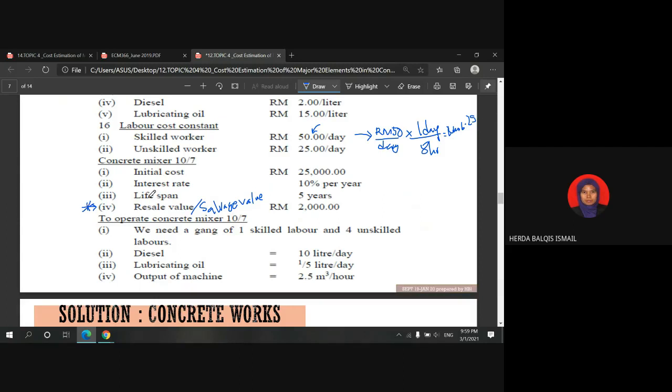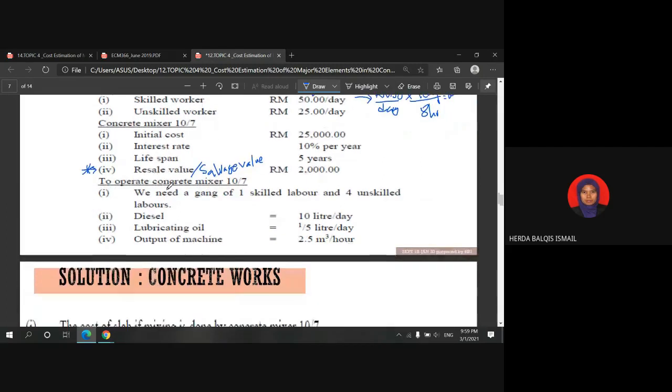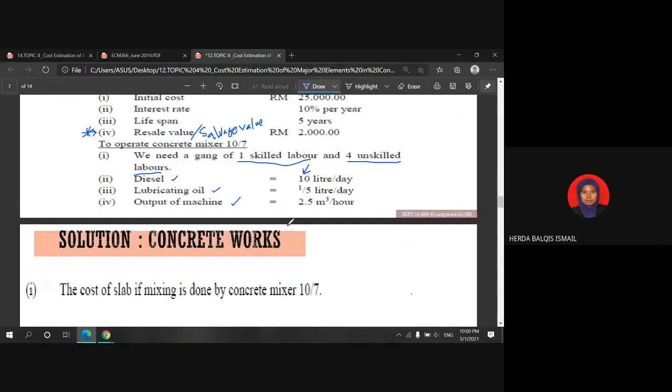Right? So in order to operate the concrete mixer, as stated here, we need a gang of 1 skilled labor and 4 unskilled labor. The constant for the diesel, lubricating oil, and also the output of machine is stated in the question. So you only use the information or the data which has been included in the question. Right. So let's look at the solution.